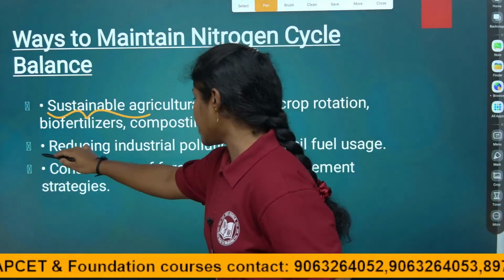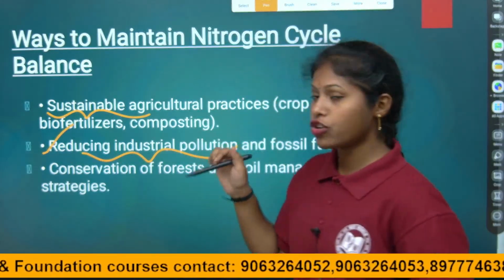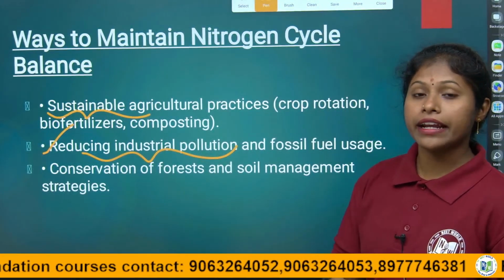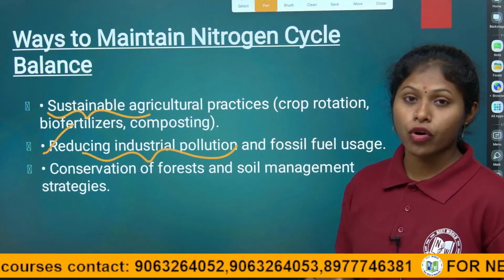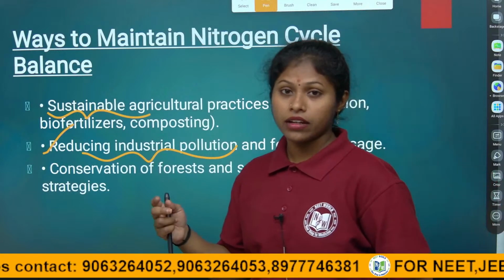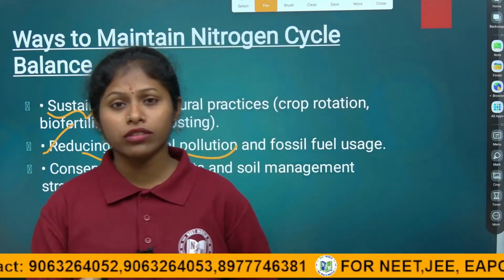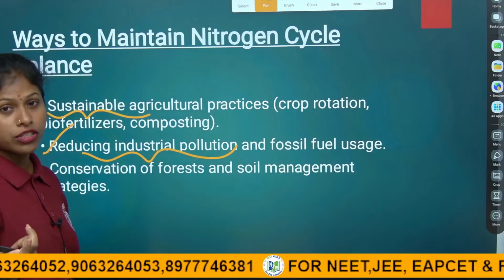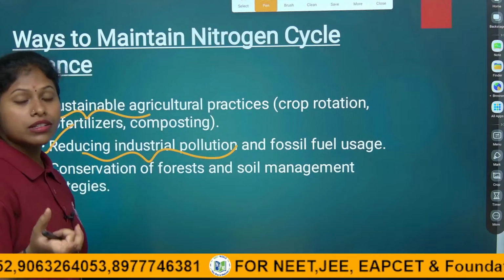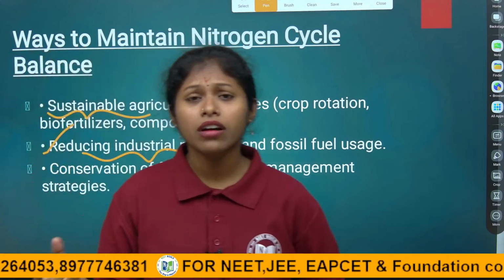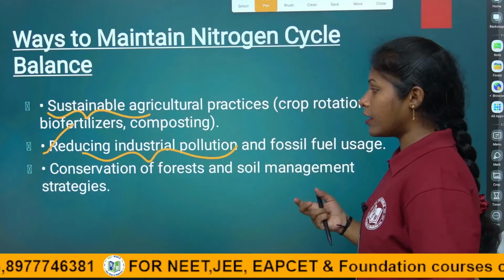Reducing industrial pollution: we should not release industrial wastes directly into the water bodies or into the air. It will cause many impacts on human beings. It causes air pollution. So it indirectly impacts human lives, animal lives and also plant lives.